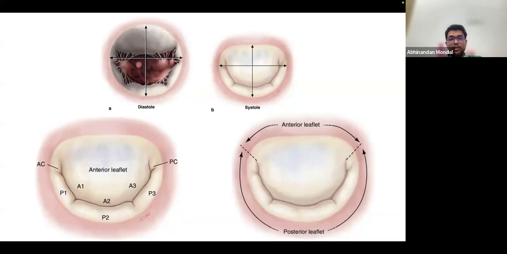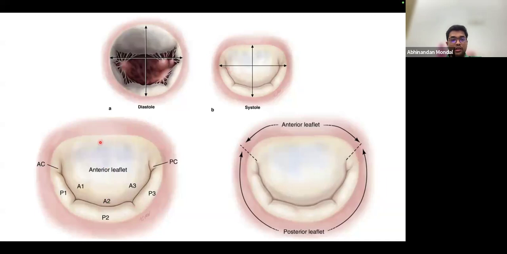So this commissural diameter actually remains the same, whereas your anterior posterior diameter increases during diastole. So this entire area becomes at least 25% more during diastole. This is of very much importance while we decide whether the patient is having any annular dilatation or not. So we can decide upon that.